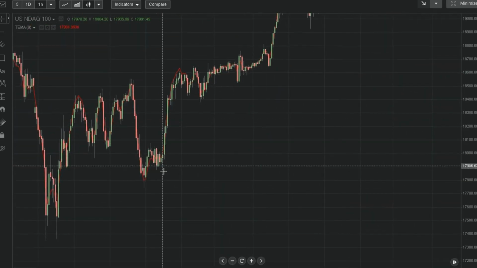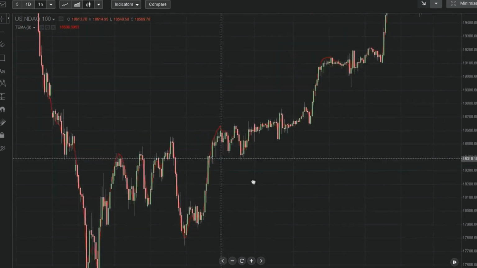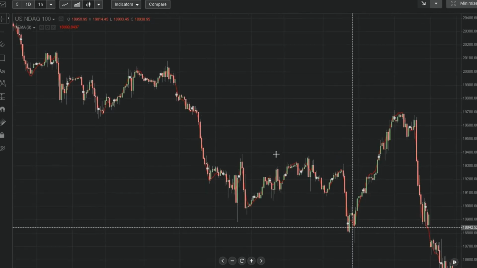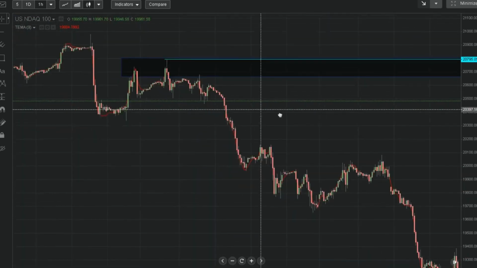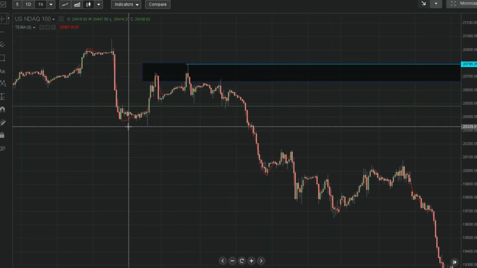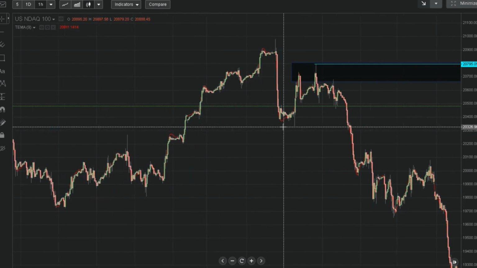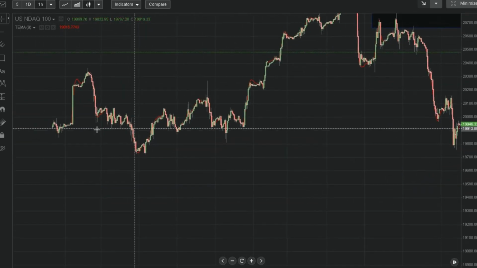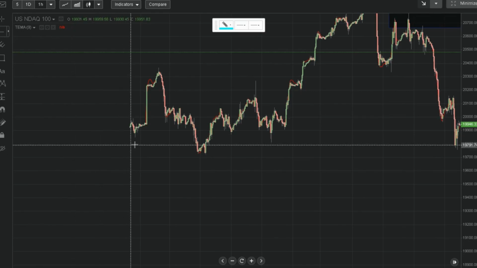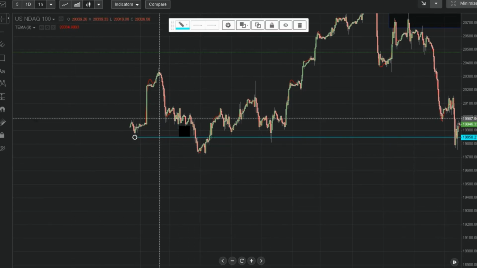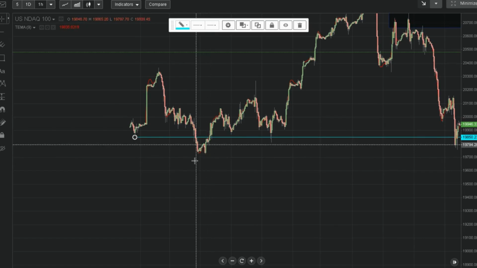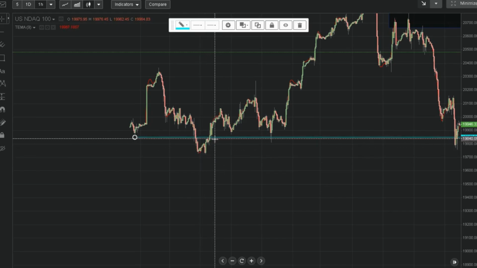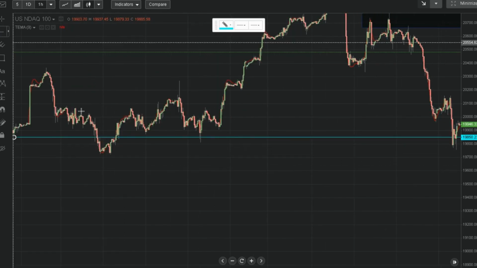Look at this, I will show you an example again. But it does not work all the time. It's one of the confluences that you need to have to execute your plan. Here, get swept. Here, get swept. Liquidity grab. Here, in the 1 hour, this looks so bad, but no. Even in the 1 hour, you have execution.